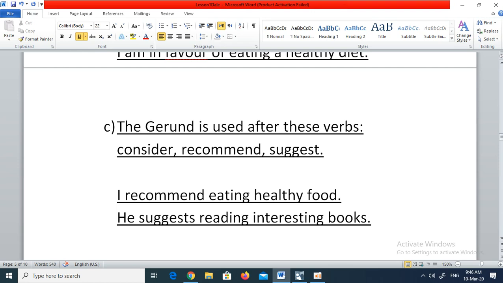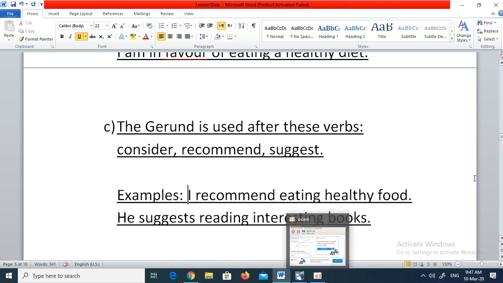The third use of the gerund that we have to consider today is when it is used after the verbs to consider, recommend, or suggest. Again, it comes immediately after the verb. So if the verb is recommend, as in the first example, I recommend eating healthy food, your main verb, recommend, comes before the gerund, which is eating. In the second example, he suggests reading interesting books. The main verb, suggests, comes in front of your gerund, reading.